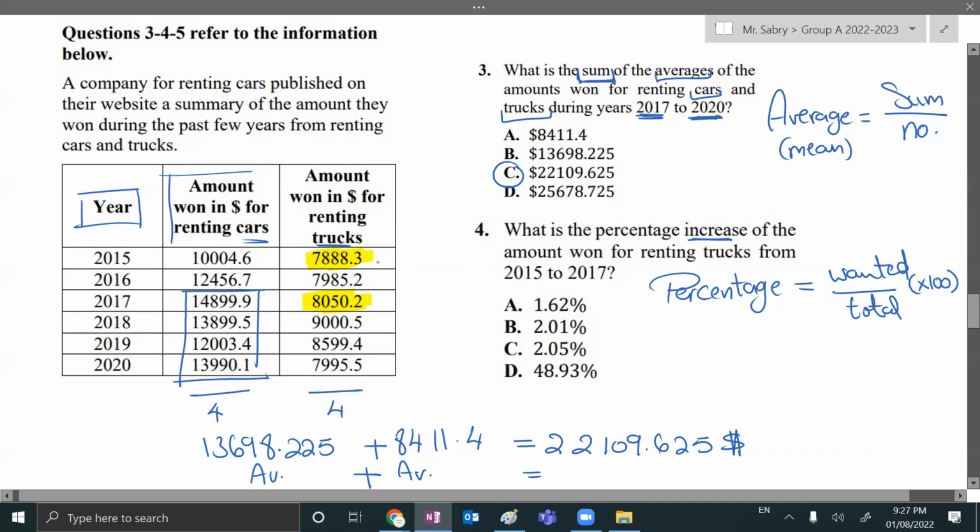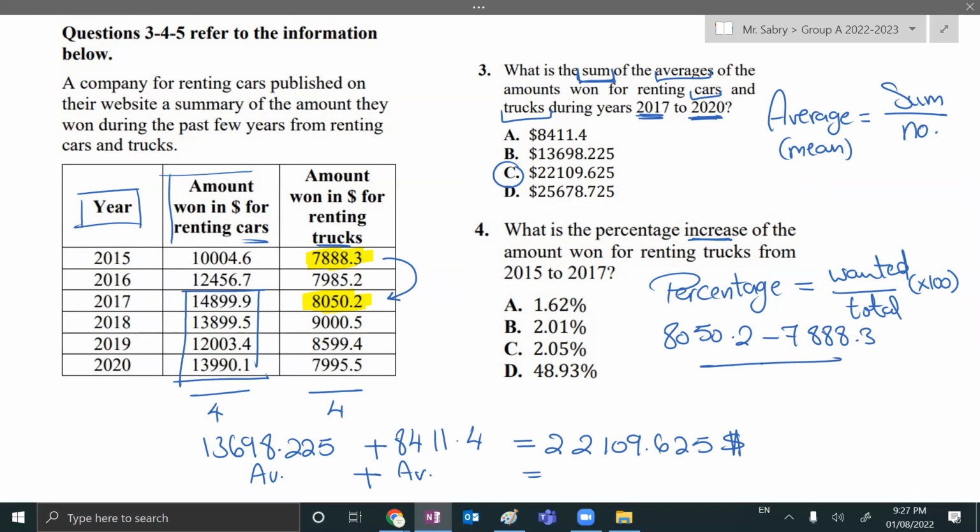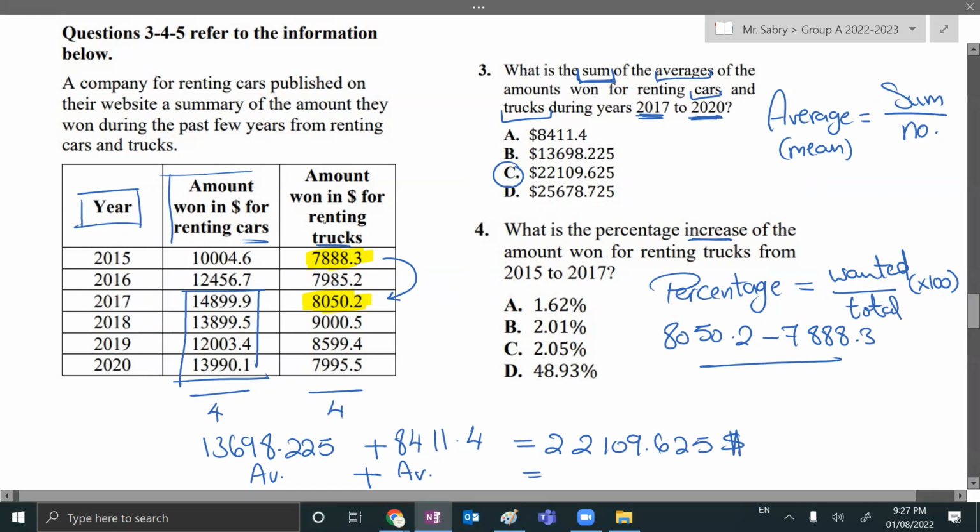How do I get the increase from here to here? I'll subtract them. I'll do 8050.2 minus 7888.3. This is the increase. Over the total here means the amount that you increased on. Who did I increase on? Surely not on the year 2017, I increased on the year 2015. What was that? It was 7888.3. Once you do this and you put it on a calculator times 100, that should get you the answer as C, 2.05.